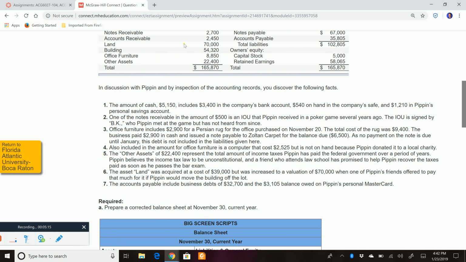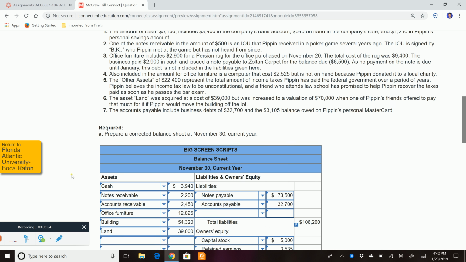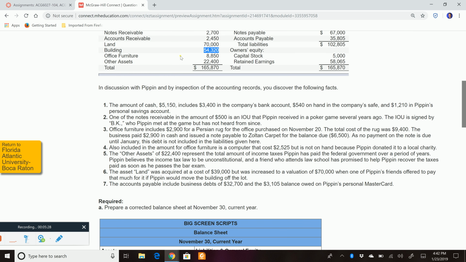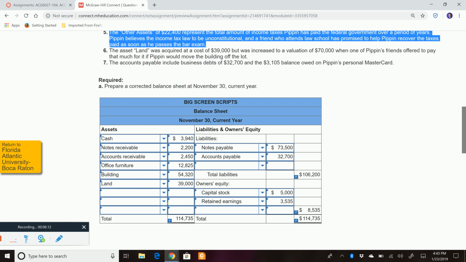All right. Now, building $54,320 is the original amount, and there's no adjustments to that, so that is going to be the corrected amount as well. Okay. There is another account called Other Assets, $22,400. So number 5 states the other assets of $22,400 represent the total amount of income taxes Pippin has paid the federal government over a period of years. Pippin believes the income tax law to be unconstitutional, and a friend who attends law school has promised to help Pippin recover the taxes paid as soon as he passes the bar exam. Does this sound like a legitimate asset? And the answer is absolutely not. So that $22,400, as you can see on the updated balance sheet, it's not included here at all. It is 0.